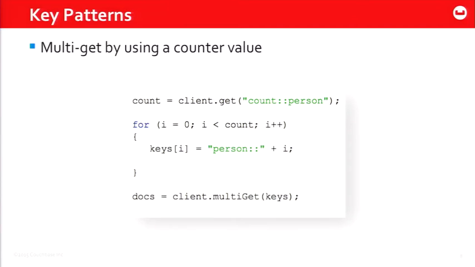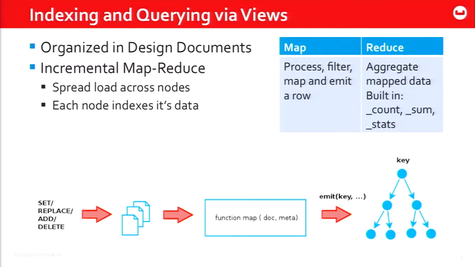And the first way, as mentioned here, is via key patterns, by using it if it is possible, right? Reference objects, multi-gets by using counters. Okay, so let's actually jump to views.